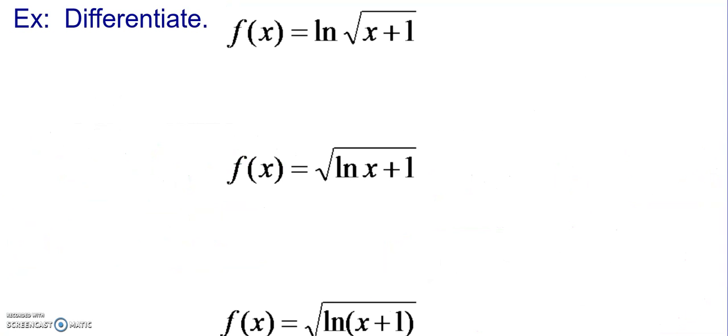Moving on. Okay, here we have three different, very similar but different, not exactly the same, although I did call them all f of x, so that's confusing. I apologize for that. We're going to go with it, though. So f of x equals the natural log of the square root of the quantity x plus 1. f of x equals the square root of the natural log of x, plus 1. And f of x equals the square root of the natural log of the quantity x plus 1. Notice there is a difference between these two. I want you to find the derivative of all three of these.